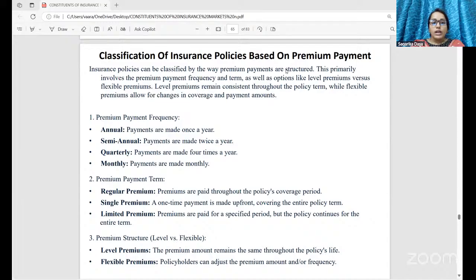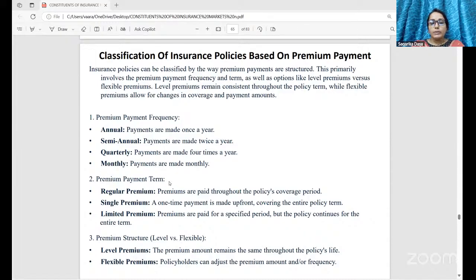Then under the classification based on premium payments, the first one is premium payment frequency. Annually: if the premium is paid once in a year, it comes under annual premium. If it is paid twice in a year, semi-annual premium. If it is paid 4 times in a year, quarterly premium. If it is paid every month, it will be treated as monthly payment.